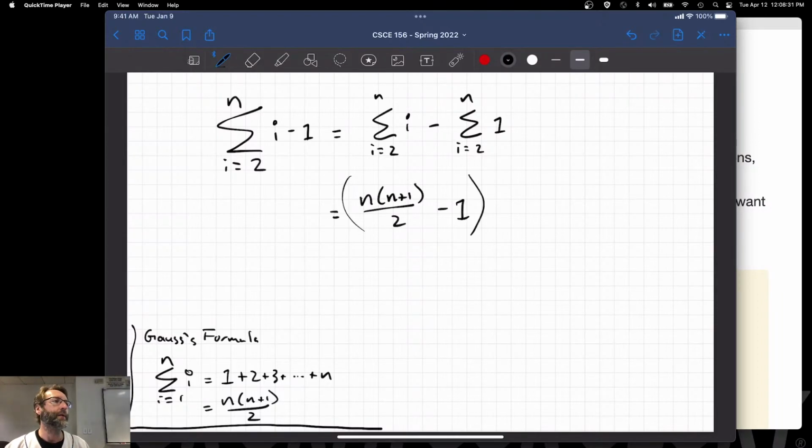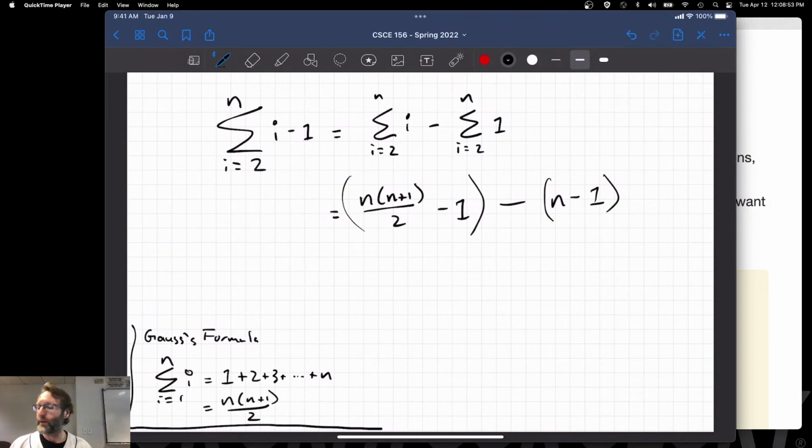That's the first summation. The second summation should be really, really easy, though. 1 plus 1 plus 1 plus 1 plus 1. How many times? n times, except that I start at 2. So it's going to be n minus 1.